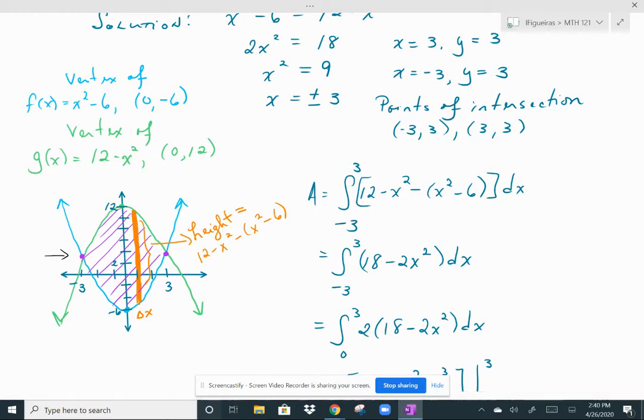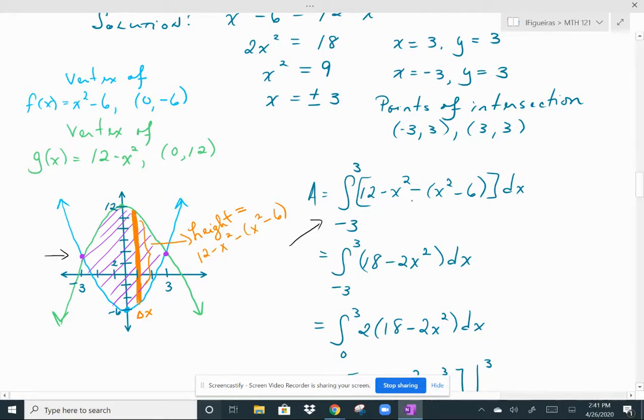And I drew one representative rectangle to show you that you compute the height within that space by subtracting 12 minus x squared minus the blue parabola, x squared minus 6. Okay, so that's the area, the integral that I set up here. I want to compute the area from negative 3 to 3 of 12 minus x squared minus x squared minus 6.